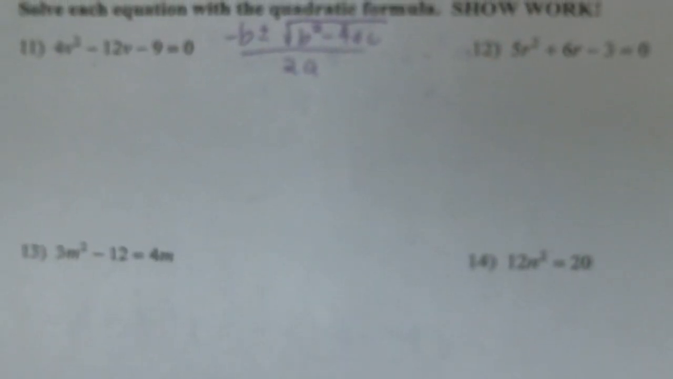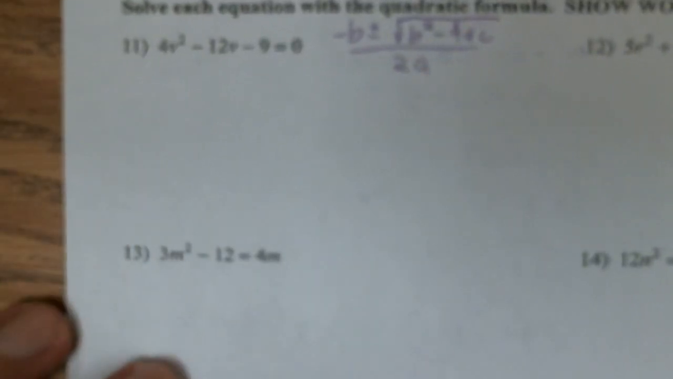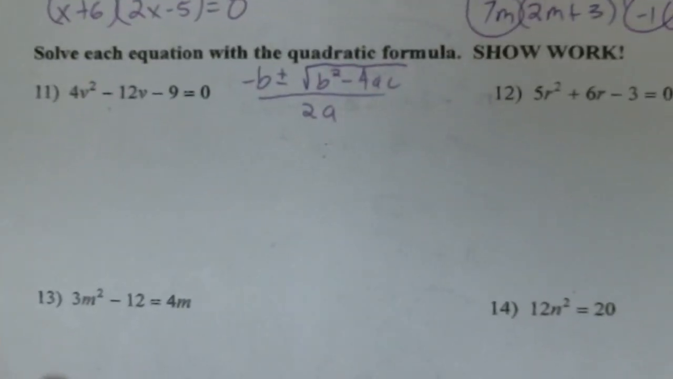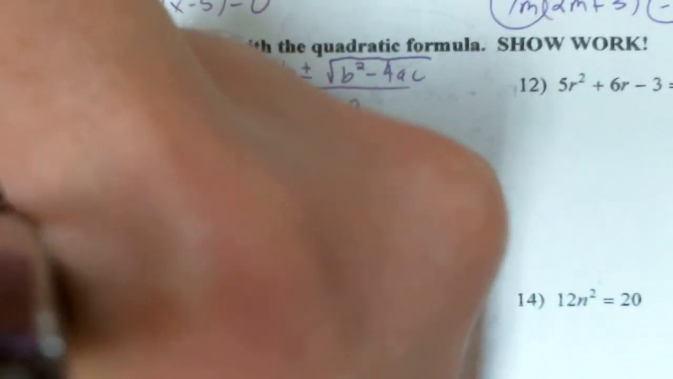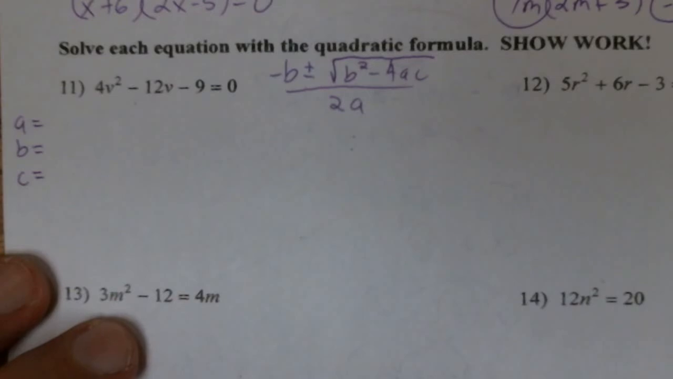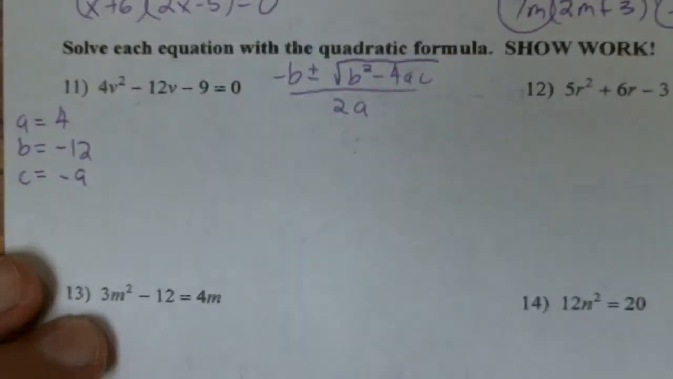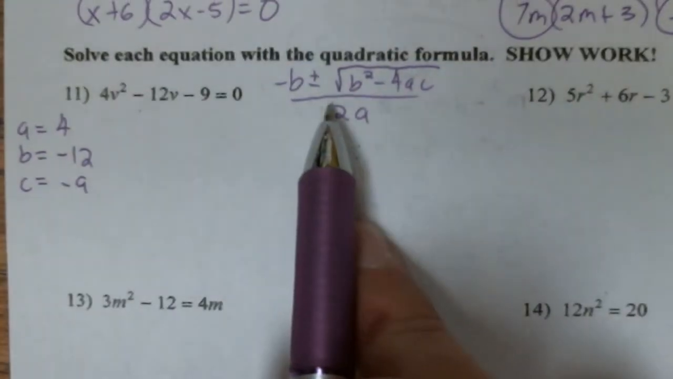Okay, so just like we sang in class, and so again, like I taught you guys, I'm a big advocate of making sure the webcam is focused. And then I'm a big advocate of coming over here to the side and listing out your A, B, and C. Okay, it's in standard form, that's good news. So my A is 4, my B is negative 12, my C is negative 9. That way you don't have to really think about it anymore. It's just plug and chug.